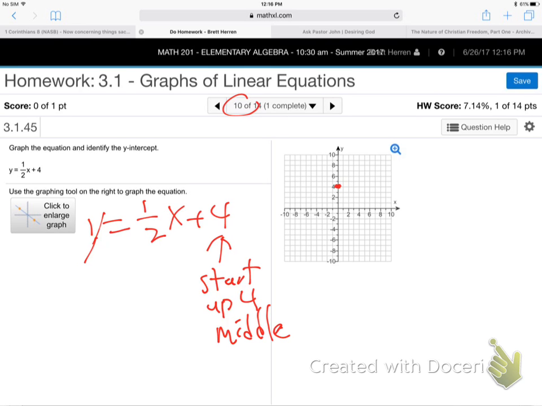Everybody see that? That number off to the right is your starting number, and it's always right on the middle line. If it's positive, it's up in the middle. If it's negative, it's down in the middle. And that's your first dot. Put that first dot there.